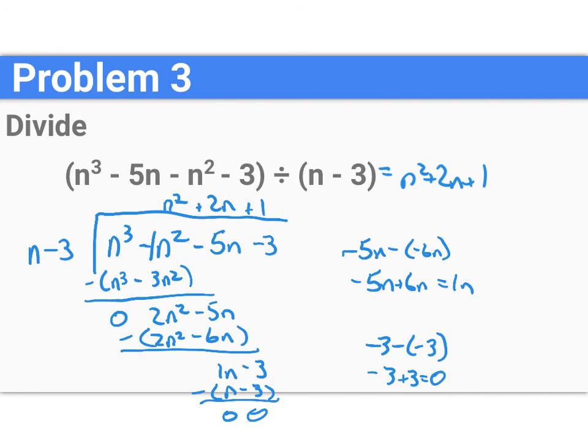That is a lot of work. So you may not see a lot of this in the Algebra 1 course. You may see it in the Algebra 2 course. But here it is. That's how you do long division with polynomials.